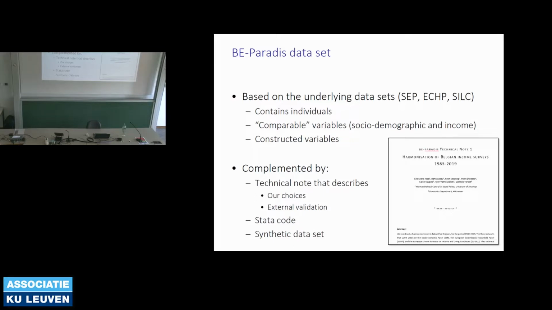And our idea is not only to provide the data set, or maybe not to provide a data set, because the problem is that the user will have to have access to these underlying data sets, which we cannot check. So what we are actually going to deliver at the end of this project is a Stata code, which once you have the underlying microdata, gives you our BE-PARADIS data set, right? This synthetic data set, we believe that we can make that also available to users.